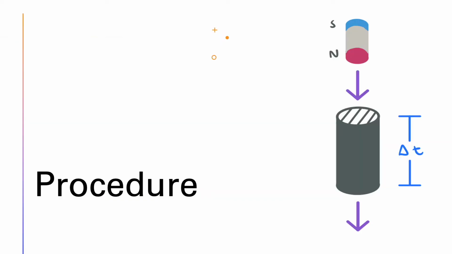So here's a picture of the procedure. Basically, you're dropping the magnet with the north end down through the roll, and you're going to calculate the time that it was in the roll.